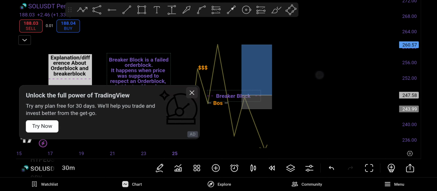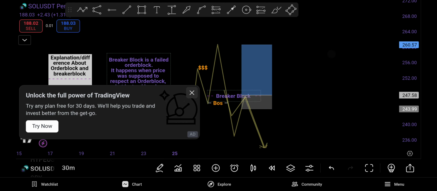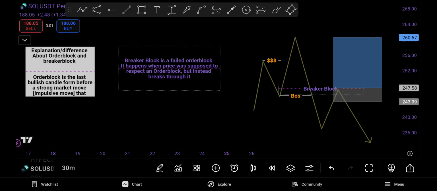The institution turns our order block into a breaker block by hitting our stop loss, because if it breaks their order block, it will surely hit their stop loss and then continue its direction. That means flipping the direction the trader was expecting. The trader was expecting a long buy, but when it breaks the order block, it becomes a breaker block, then it continues the downward direction, even if it's a bearish market.